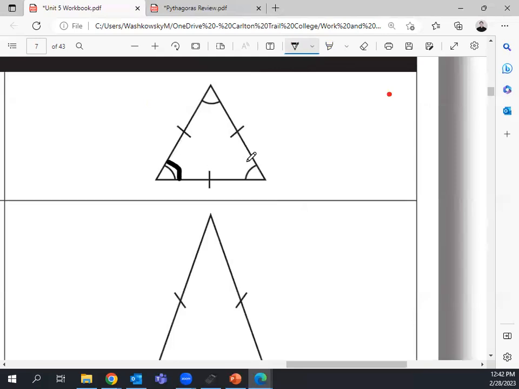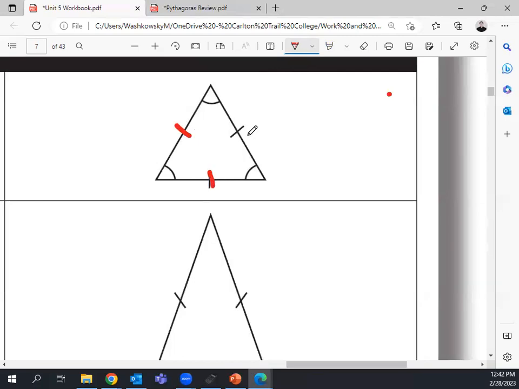If I do this, there's now 2 lines here. That means these bottom 2 angles are the same, but that top one's different now. So these little lines have meaning behind them. Same thing when I go to these ones on the sides.